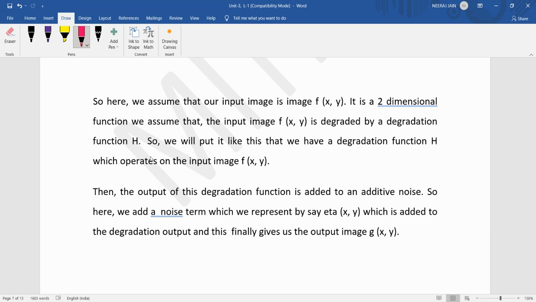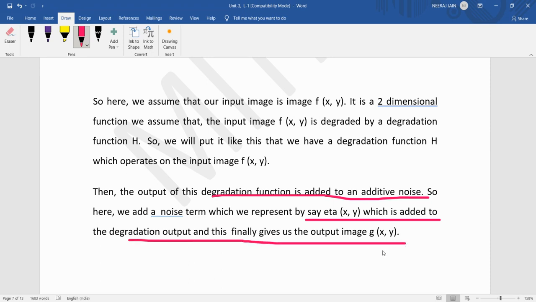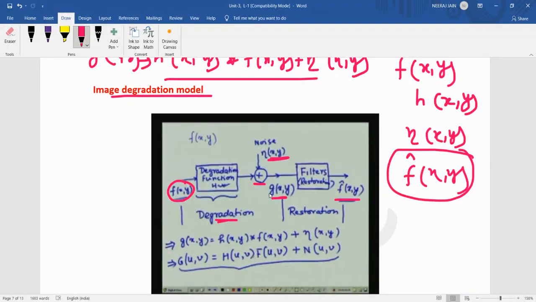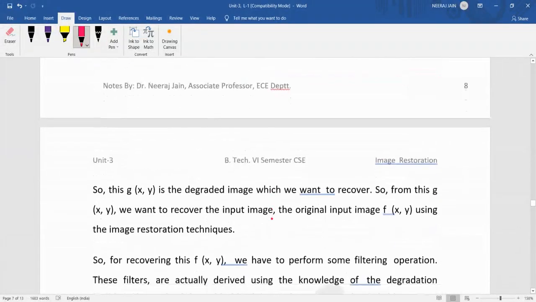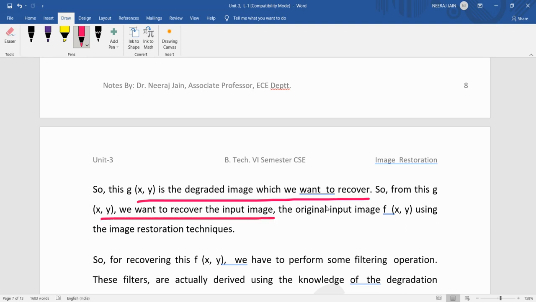So the output of this degradation function after additive noise, defined as eta(x,y), which is added to the degradation output, finally gives us the output image g(x,y) that we are getting here. So g(x,y) is the degraded image which we want to recover. From this g(x,y) we want to recover the original input image f(x,y) using the image restoration technique.